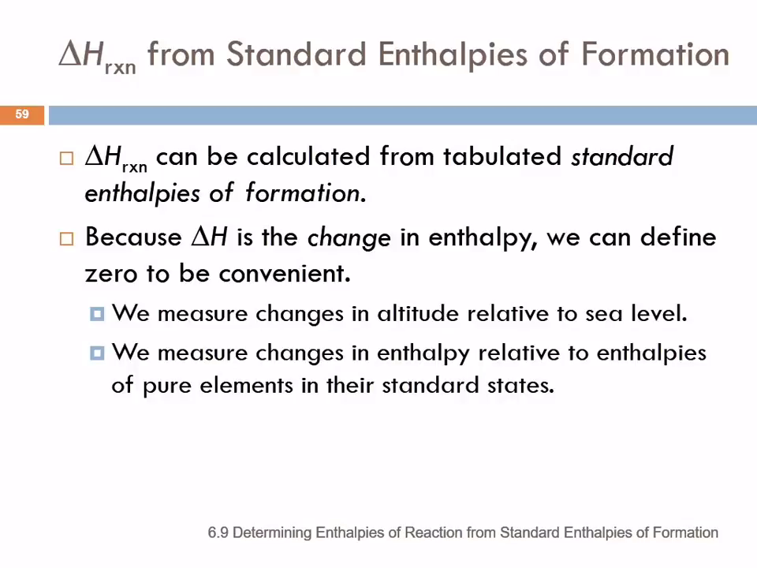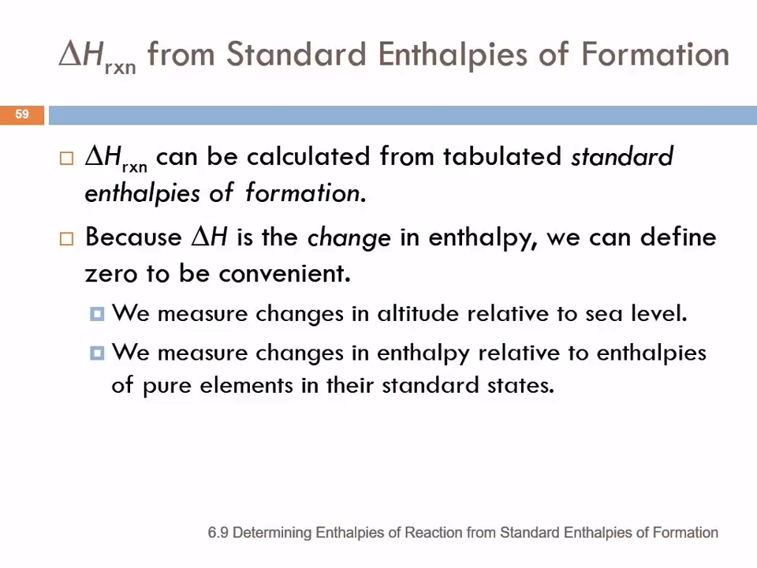It's not practical, or maybe not even possible, to list delta H for all possible reactions. So they've come up with an easier way where we can calculate the delta H for any reaction that we want from that table. And we do it in this way. Delta H is a state function. It's the change in enthalpy. And enthalpy is relative, and so we can define 0 to be whatever we want, something convenient.